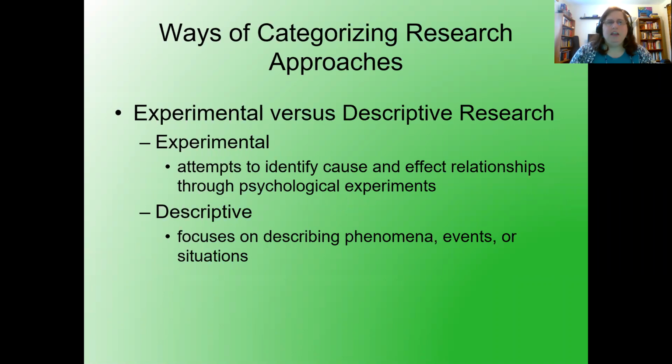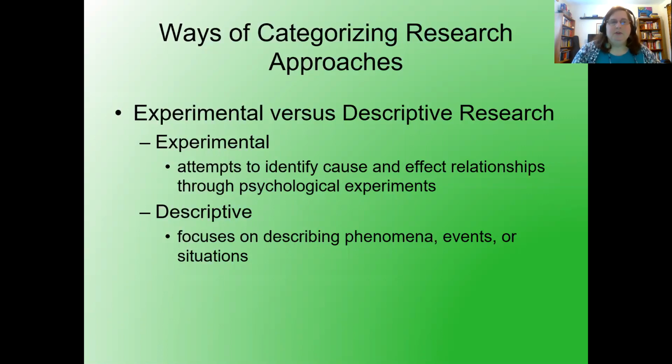So, one way of categorizing research approaches is between experimental and descriptive. Experimental attempts to identify cause and effect relationships through psychological experiments. So the key here is cause and effect. Now, it may not always be successful in identifying cause and effect, but that's its goal. Now, a descriptive study focuses on describing phenomena, events, or situations. So we're going to start off in experimental land for today.